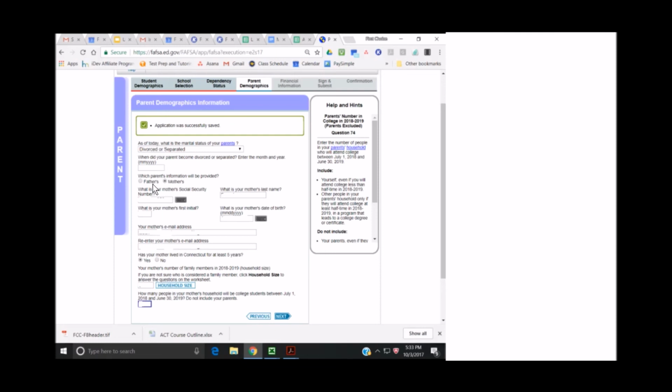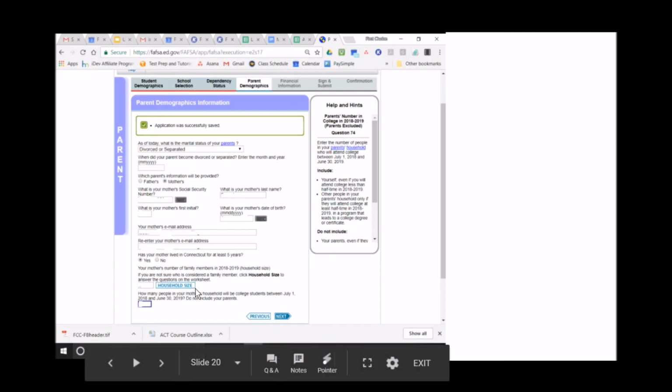In this case, when we said divorced or separated, they want to know whose information, which parent's information will be provided, so you can select that. And then you enter in the social security number, last name, first initial, and date of birth for the parent. If you were living with both parents, you would do that information for both parents. And then you see some of this is the same information they've already asked us for. Number of family members, number in college.